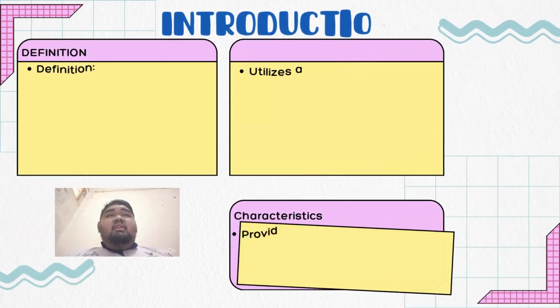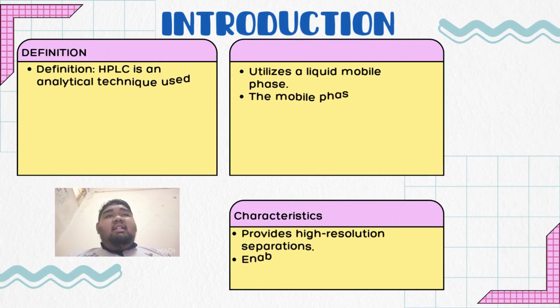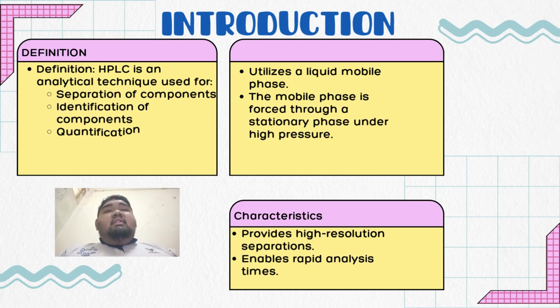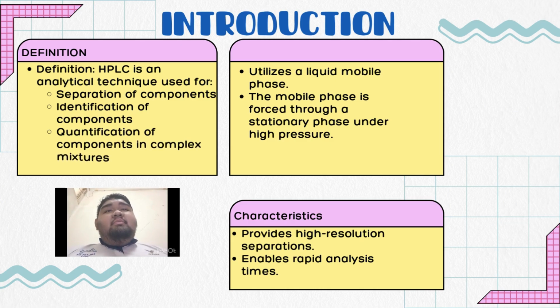Now we are moving to the introduction of HPLC, or High Performance Liquid Chromatography. First, the definition of HPLC is an analytical technique used for separation of components, identification of components, and quantification of components in a complex mixture. HPLC utilizes a liquid mobile phase, and the mobile phase is forced through a stationary phase under high pressure.